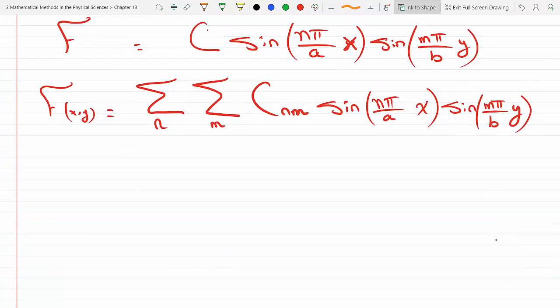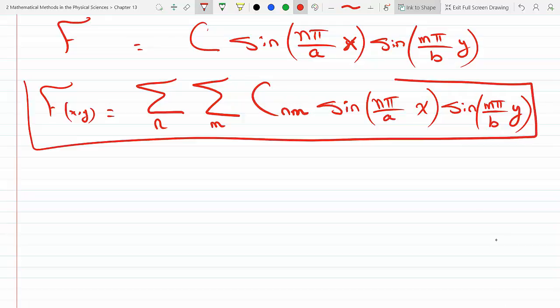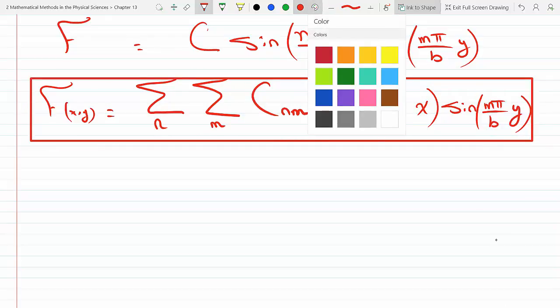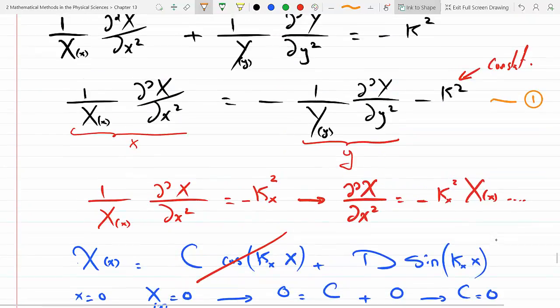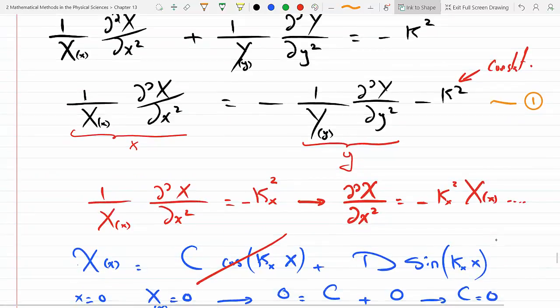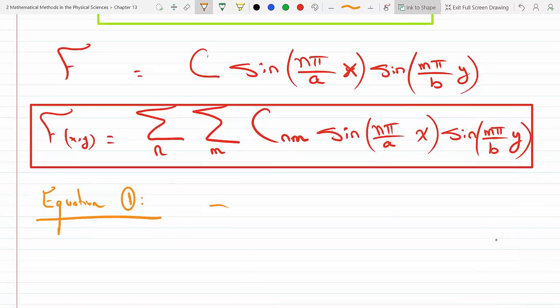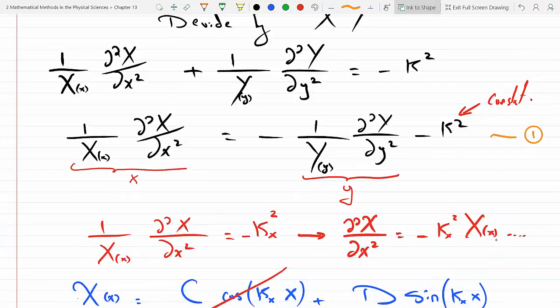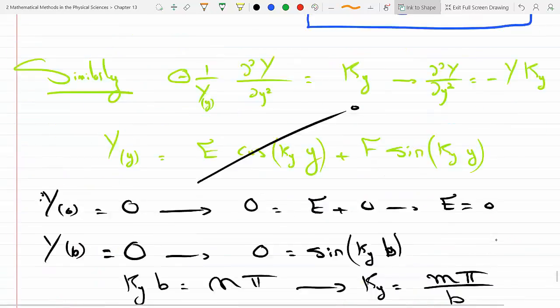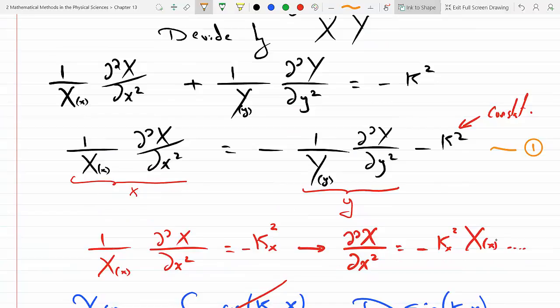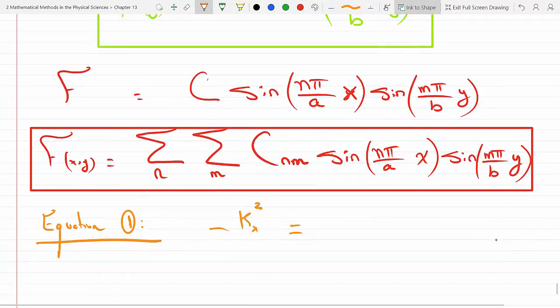Let's write that down. So equation 1, so let me box this first, and then we will move. Okay, what does equation 1 tell us? Look, we called the left hand side minus kx squared. We called the right hand side ky squared, and then we have minus k squared, right?